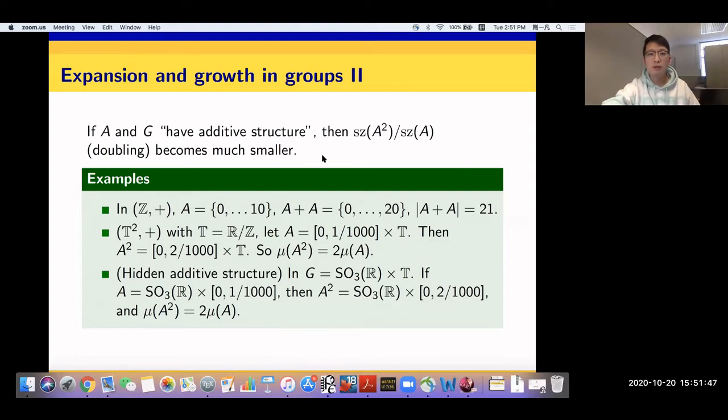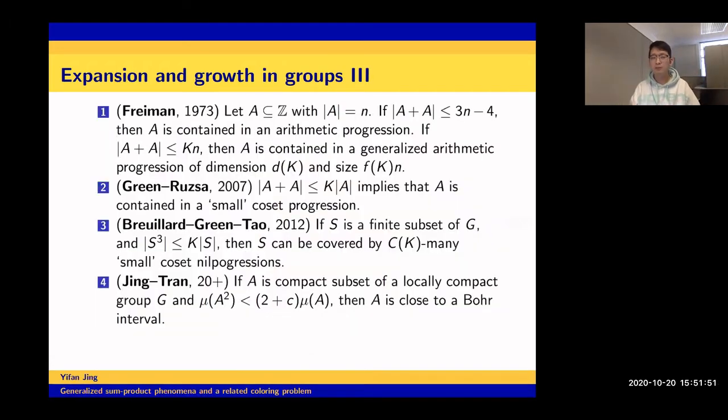Okay, so actually there are converse theorems that also tell us some similar phenomenon. So for example, Freiman's theorem tells us if A plus A is smaller than 3n minus 4, where A is a subset of integers of size n, then A is contained in an arithmetic progression of size at most 2n. And in general, if A plus A is smaller than kA, then A is contained in a generalized arithmetic progression of bounded dimension and bounded size.